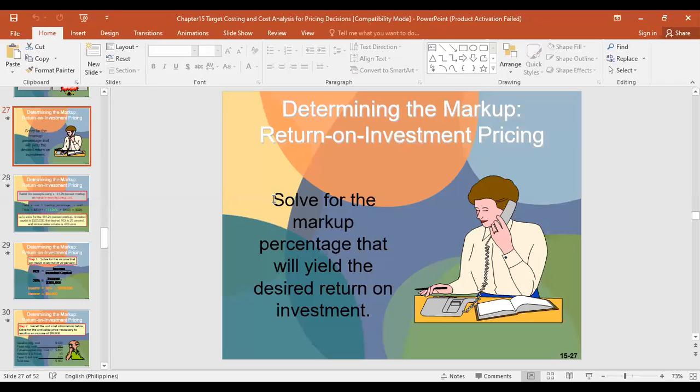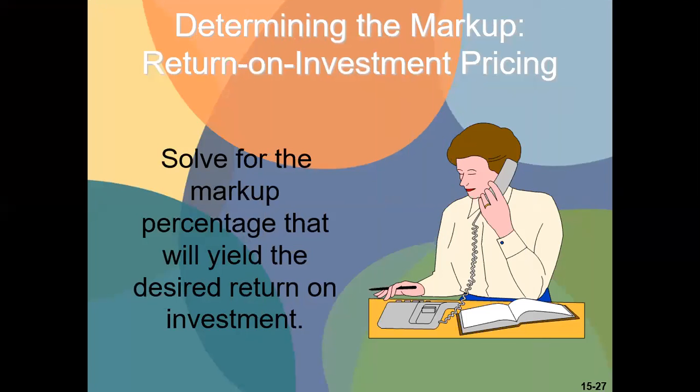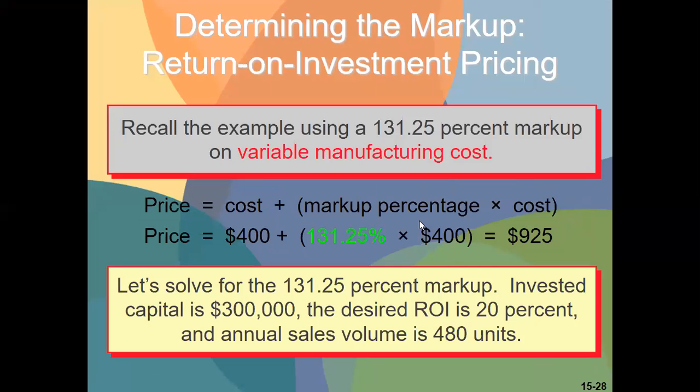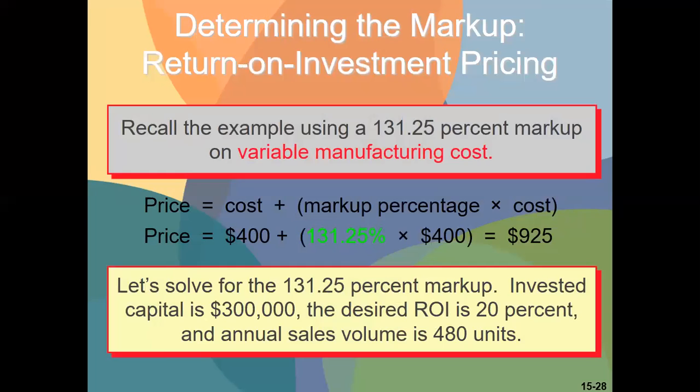This is again the continuation of the pricing models. So we are going to determine the price based on markup. And the markup is actually the return on investment. So the task here is to solve for the markup percentage that will yield the desired return on investment. All right, so here's an example.